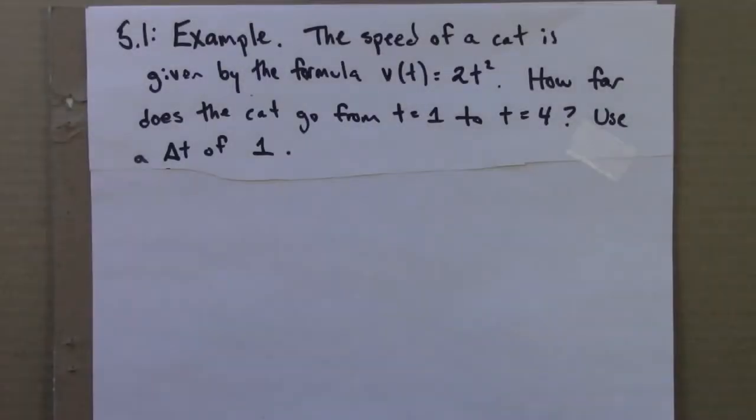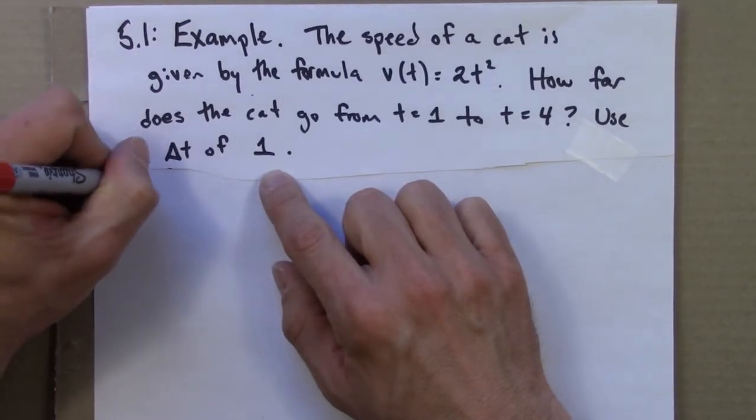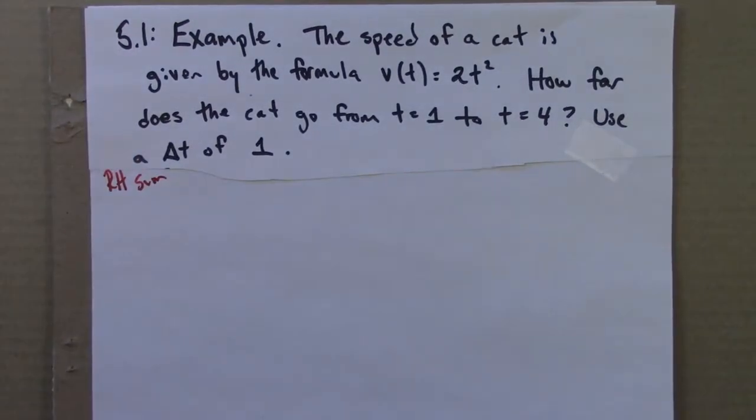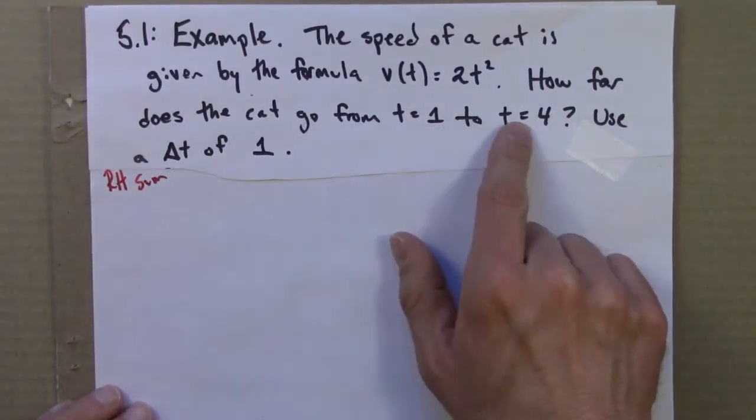So we did the left-hand sum. For completeness' sake, let's do the right-hand sum as well. We'll break it into 3 steps, because delta t is 1, and we go 1 to 2, 2 to 3, 3 to 4.